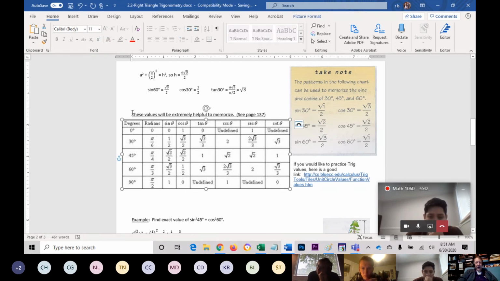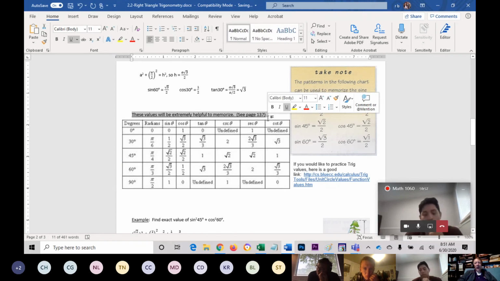Now, here's what I would say. In fact, the math department requires this of me, so it's not just me being a bad guy. You guys have to memorize this chart.